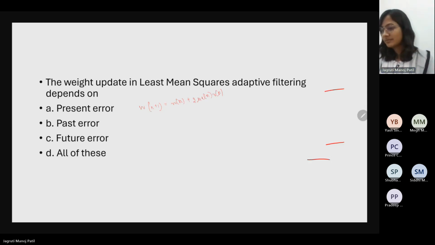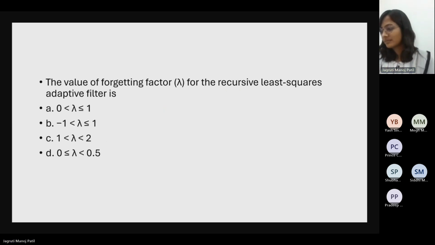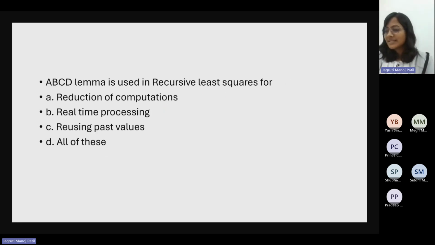Okay, this is from RLS. It's fine. The ABCD lemma is also part of that. So carry along all of this.